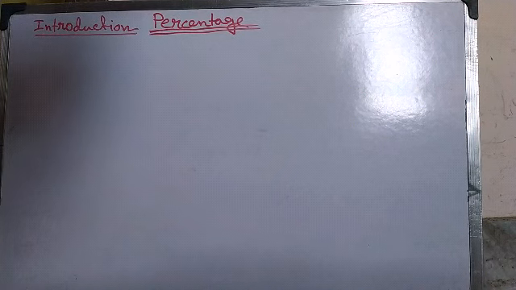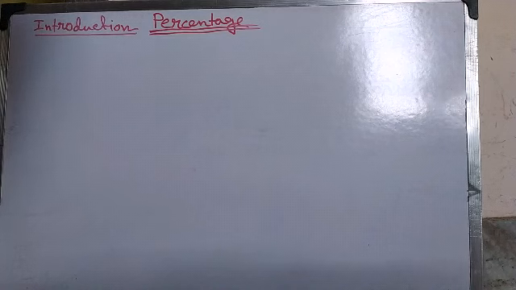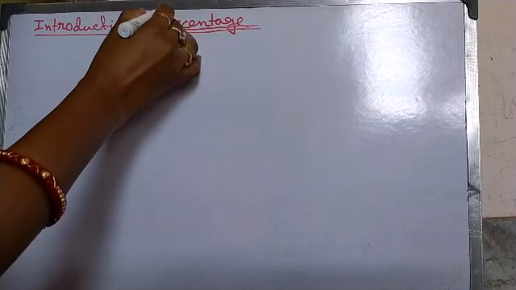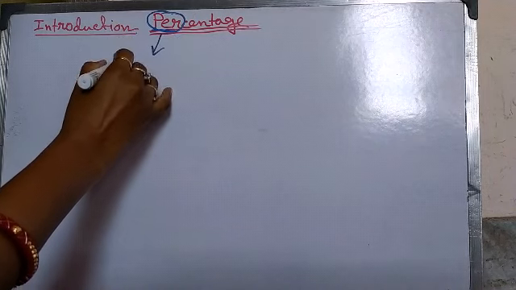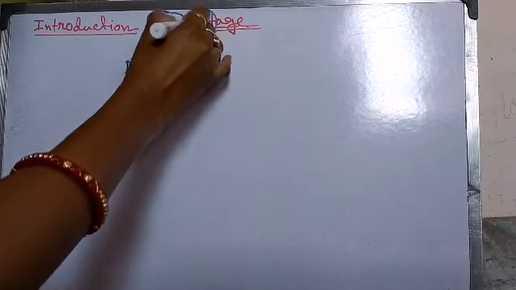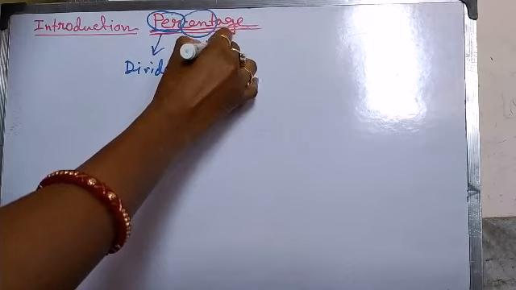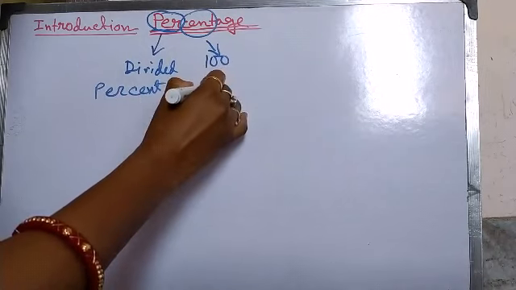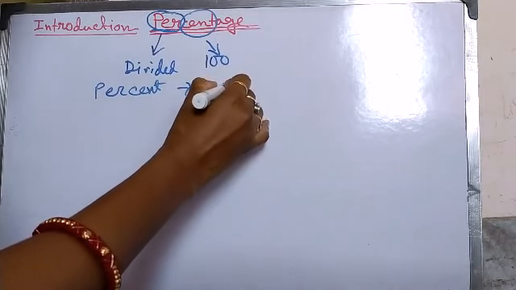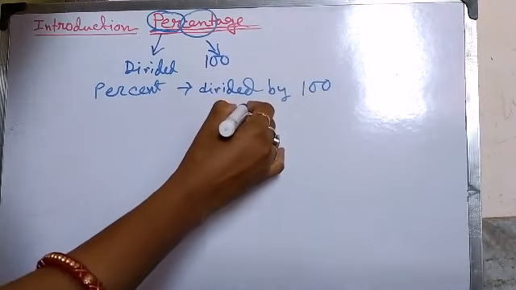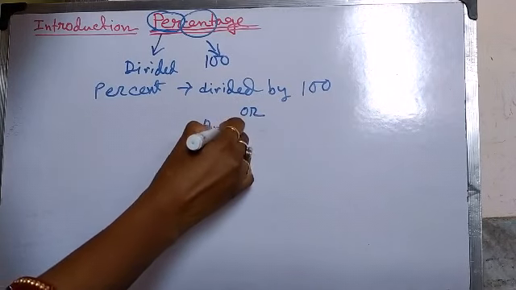Hi everybody. Today I will discuss the new chapter, that is percentage. So what do you mean by percentage? Percentage means, per means divided, and cent means 100. So percent means divided by 100, or we can say out of 100.